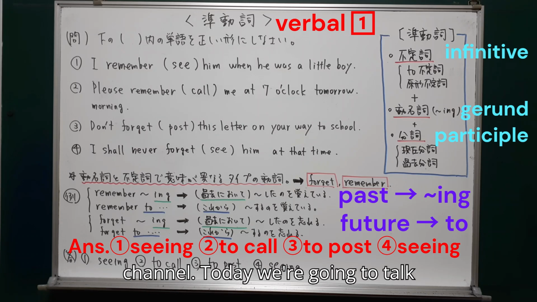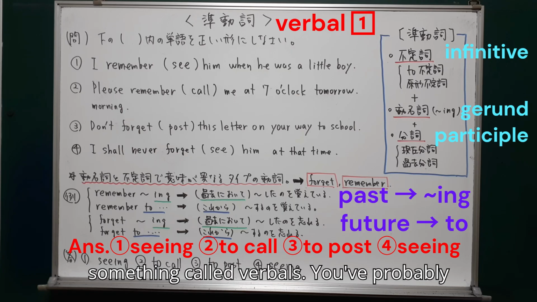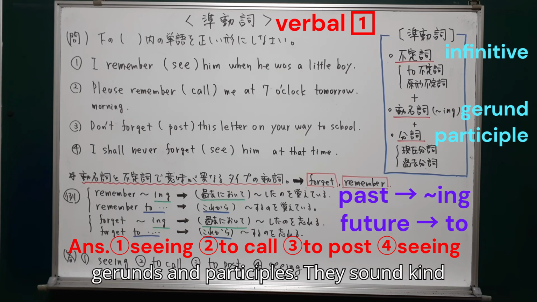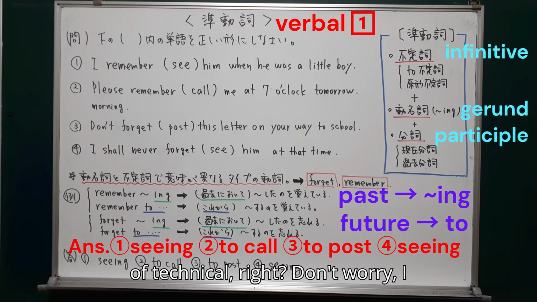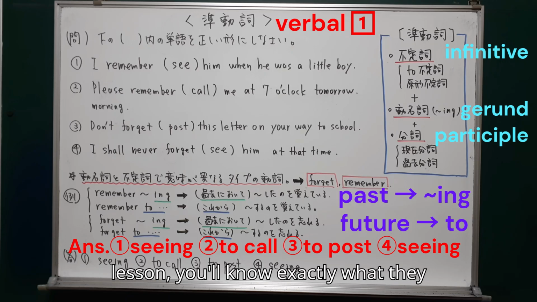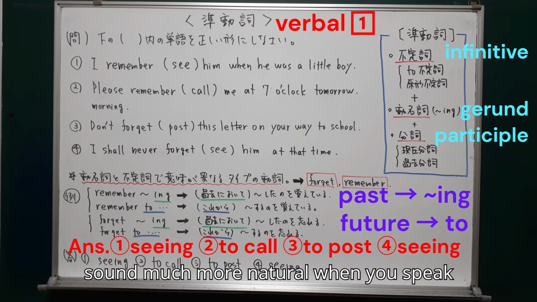Today we're going to talk about English grammar, specifically something called verbals. You've probably heard these words before: infinitives, gerunds, and participles. They sound kind of technical, right? Don't worry, I promise to make it super easy to understand. By the end of this lesson, you'll know exactly what they are, how to use them, and you'll sound much more natural when you speak English.